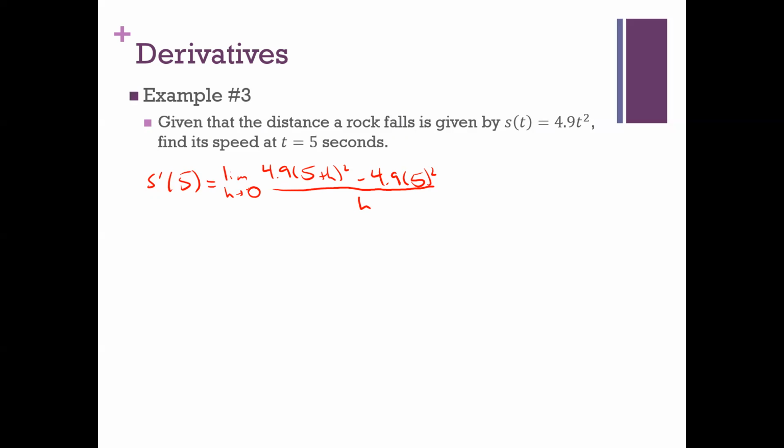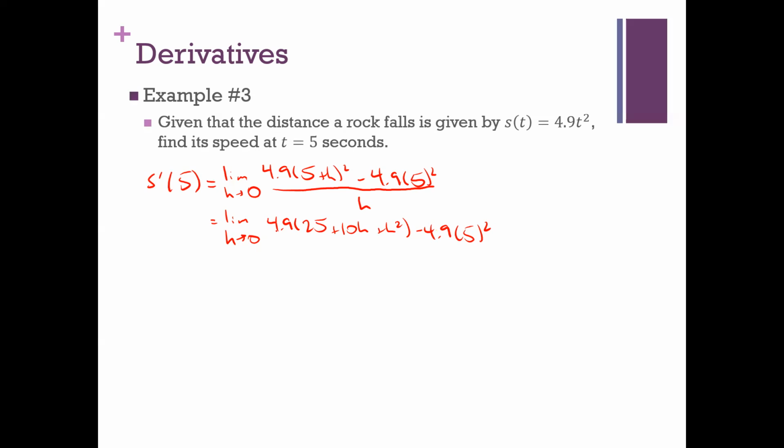So if we can find a number out of this, then we're going to stop guessing at what that speed is. We're actually just going to find it. So from here, let's not expand anything until we're sure it's going to help. So 4.9 times 25 plus 10h plus h squared, minus 4.9 times 5 squared.